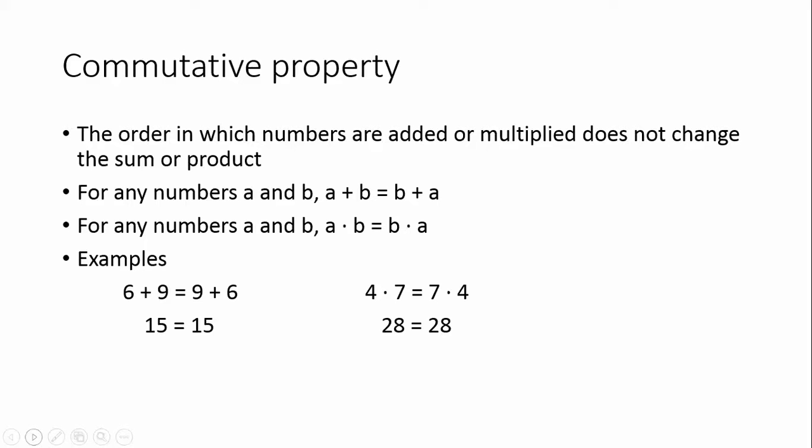So the commutative property, and make sure you say commute, like riding in a train or a bus, is a commute, not commune, like the community. It's commutative. This states that the order in which numbers are added or multiplied does not change the sum or product. This basically is just a fancy way of saying you can multiply in any order. And you can also add in any order.